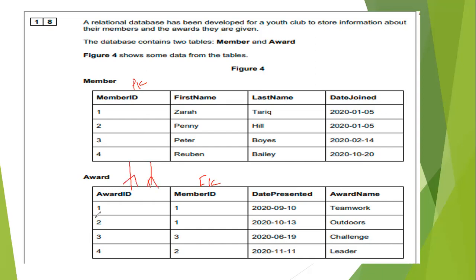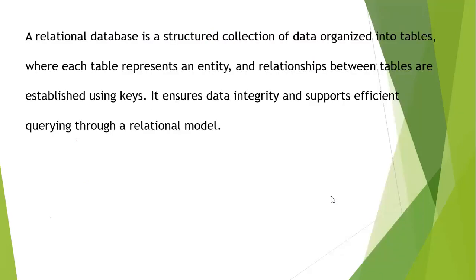When a field is a primary key in its own table and a foreign key in another table, this is basically a one to many relationship. Remember, one to many. Why do we call it one to many? Because in its own table it can have only one record, but in the other table it can have many records.